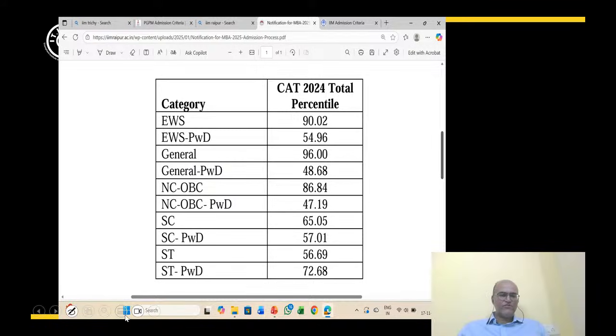General category, if you observe on the screen, I have shared the cutoffs for general category, and last year, the overall percentile needed was 96 percentile, right? EWS 90.2, NCOBC 86, and so on. Now, these were the cutoffs that they kept in place.